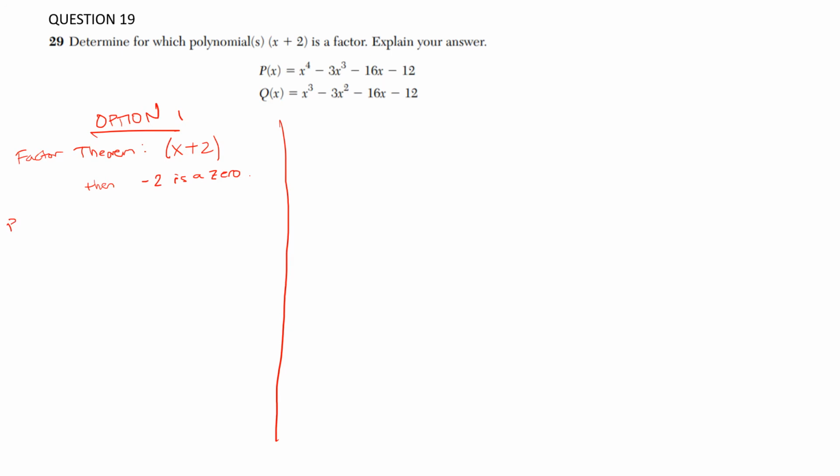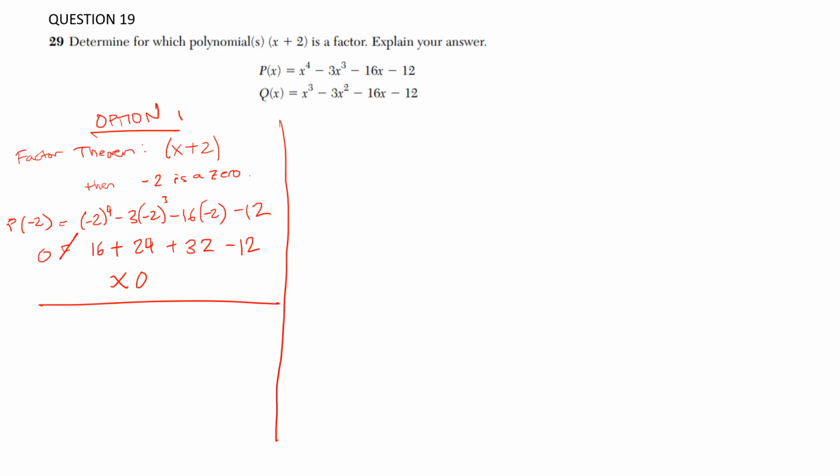So let's try it out. Let's go p of negative 2. Let's just plug that in. Let's see what we get. So we get negative 2 to the 4th minus 3 times negative 2 to the 3rd minus 16 times negative 2 minus 12. Let's work this out. Negative 2 to the 4th is 16 minus 3 times negative 8 is negative 24. That's actually plus 24. This is plus 32 minus 12. And that will not get us 0. So that is not equal to 0. This will not be one of the answers. It's not a factor. x plus 2 is not a factor.